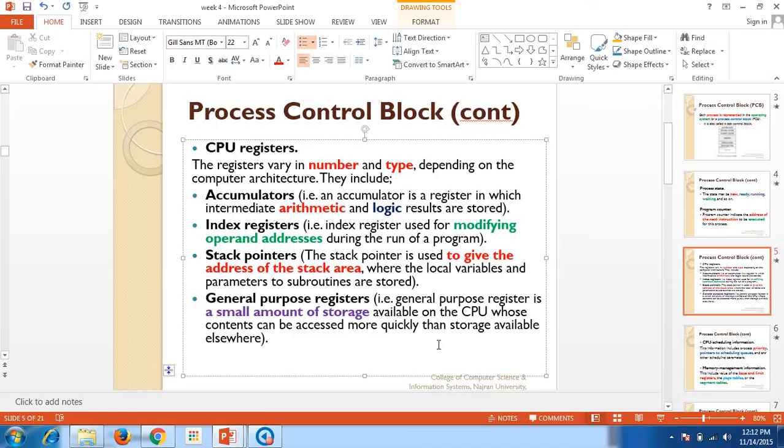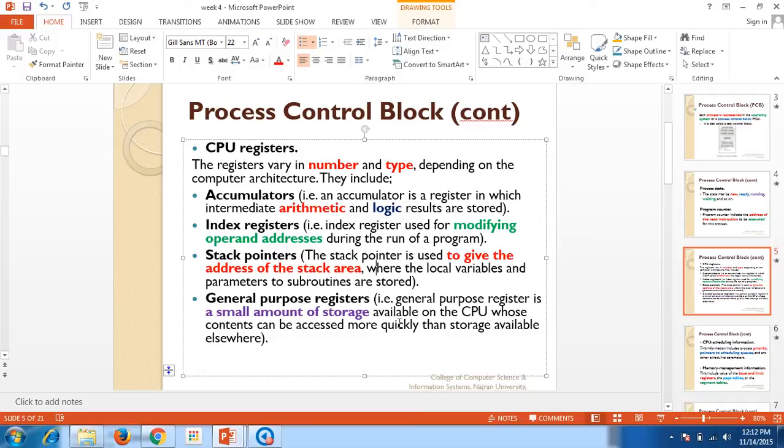Then we have general purpose registers. A general purpose register is a small amount of storage available on the CPU. This is a type of memory, a storage that is available on the CPU and whose contents can be accessed more quickly than storage available elsewhere, because it is very close to the CPU. So what is in it can be easily accessed. These are the four main registers that the process control block has.